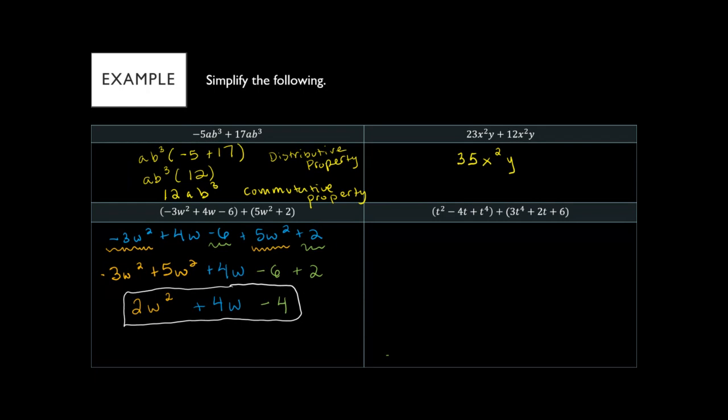Okay, so the next one on the right is another one where we've got two polynomials that are separated with a plus, but we don't really need the parentheses. So I'm going to just rewrite it without the parentheses. And if you want, instead of writing that minus 4t, you can write that as plus a negative 4t.